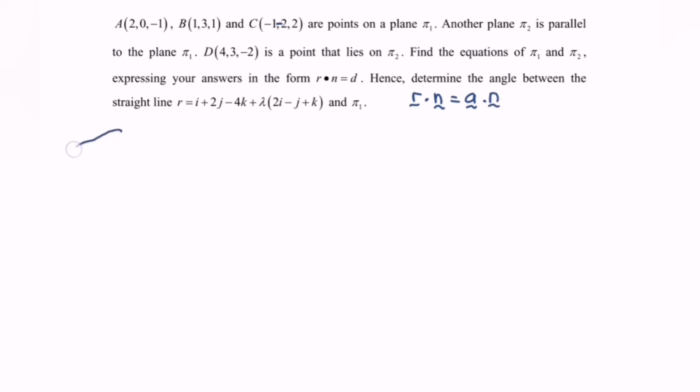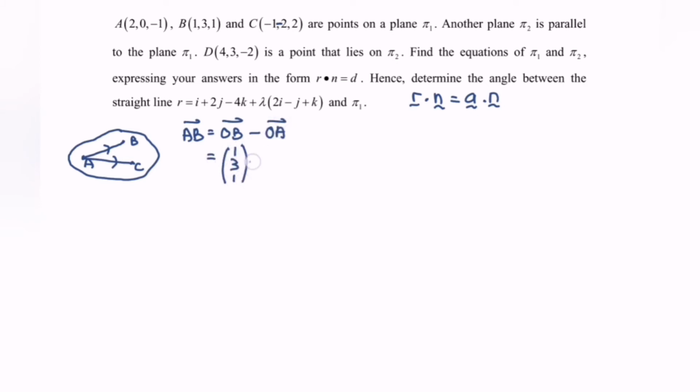So, kindly illustrate the situation in a plane, where we have the points A, B, and C. In order to find the equation of the plane, what we have to do is to find the normal. So before we have the normal, kindly find the vectors AB and AC. So the vector AB is equal to OB minus OA. Substitute the values, where we have (1, 3, 1) minus OA (2, 0, -1). So the vector AB is equal to (-1, 3, 2).